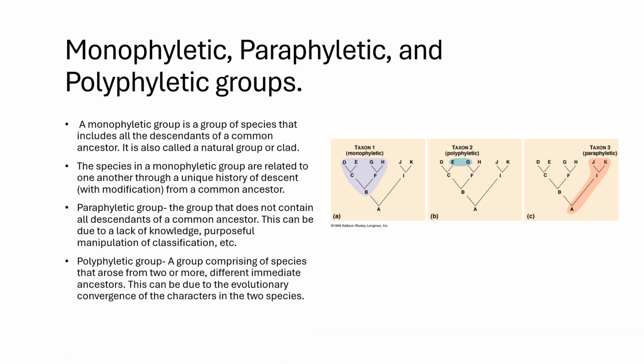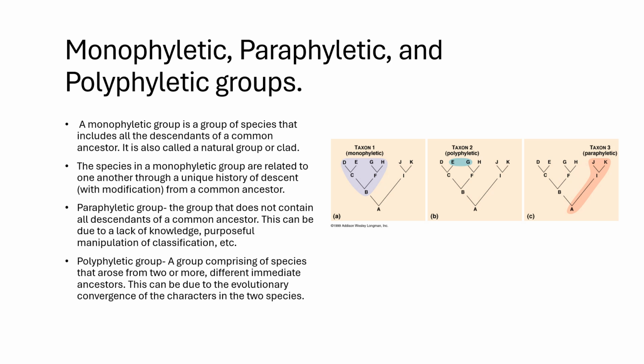Lastly, we have polyphyletic group. So if you create a group in which there are species that arose from two or more different immediate ancestors. So in diagram B, you can see that both E and G arose from different immediate common ancestors, such as C and F, and you clubbed the species E and G into one group, creating a polyphyletic group.